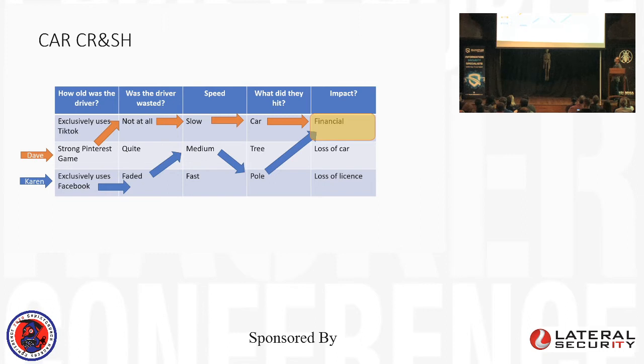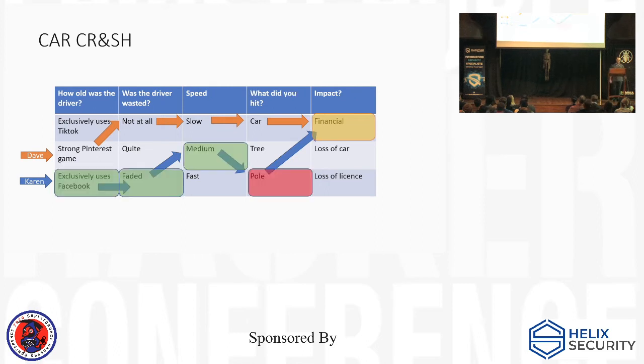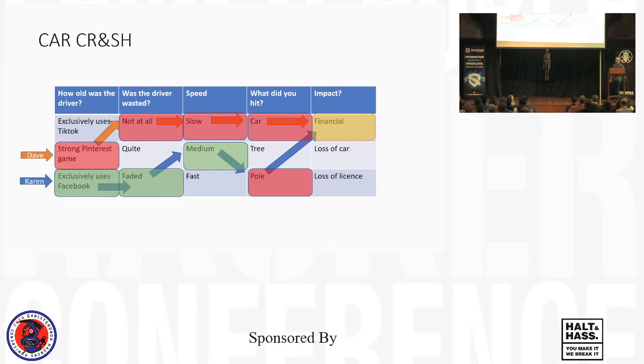So both of these two crashes are the same in the sense that the impact is the same, but we can see that the things that led up to them, there's not a lot of overlap there. And if we remember back to the controls we were able to deploy, at least in Karen's case, we had really good visibility into Facebook, and we had really good visibility into people who were faded. We were able to detect people who were speeding. We didn't have a mitigation against poles, and financial was sort of out of scope. So we would probably be able to see this, or at least detect it. Whether we could stop it is a different story, but we'd at least be able to detect this sort of thing happening. Dave, on the other hand, pretty much flying blind. We would have been unlikely to have seen him.